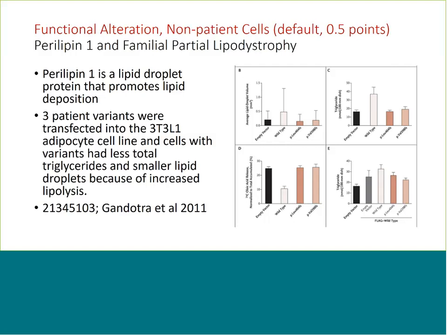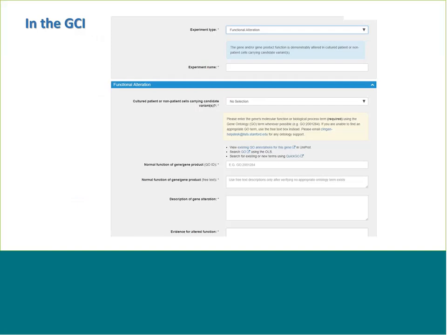All right, any other comments before we move on? So this is what the functional alteration section looks like in the GCI. Of course you have the choice for selecting whether it's a culture patient or non-patient cells, and then based on your selection, it will ask you the additional questions and walk you through what you need to enter.